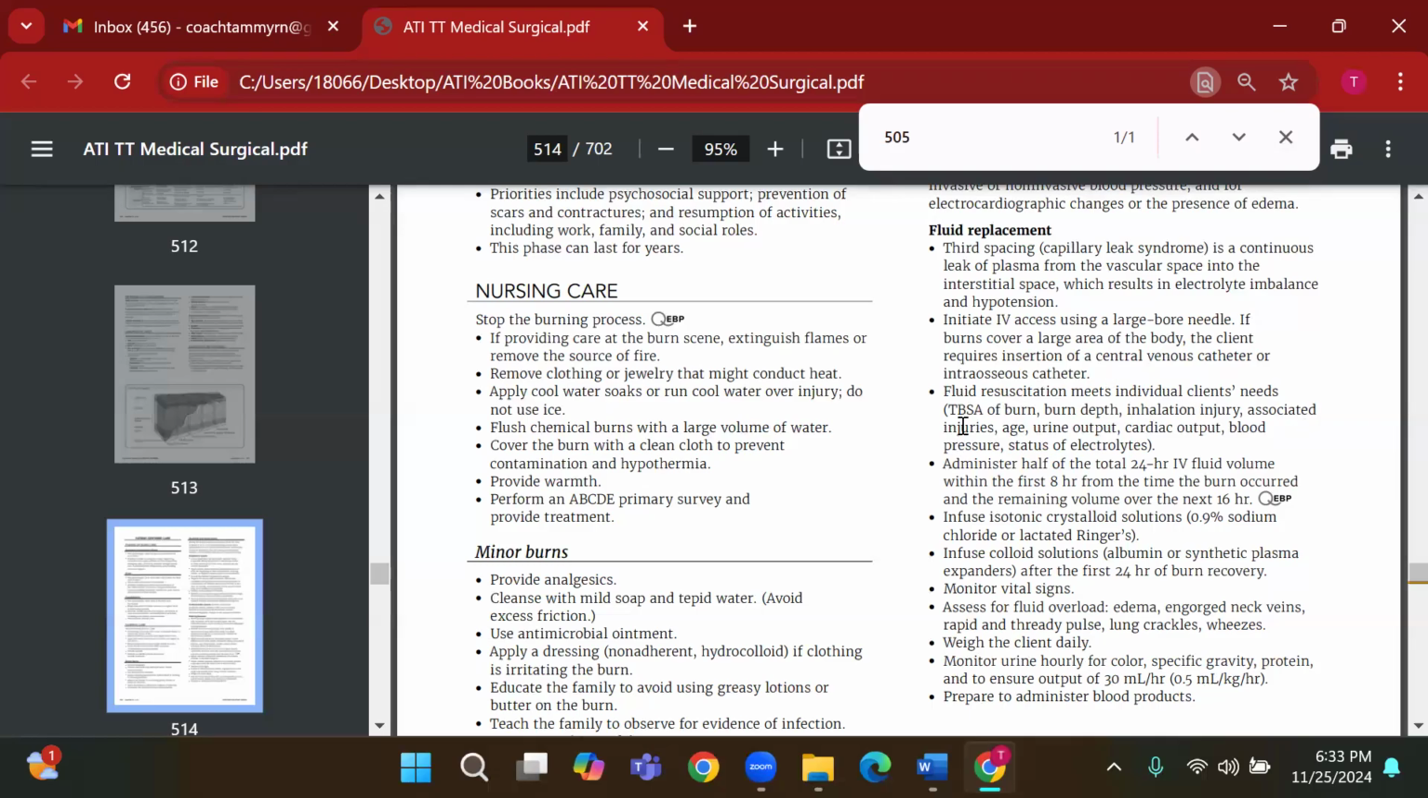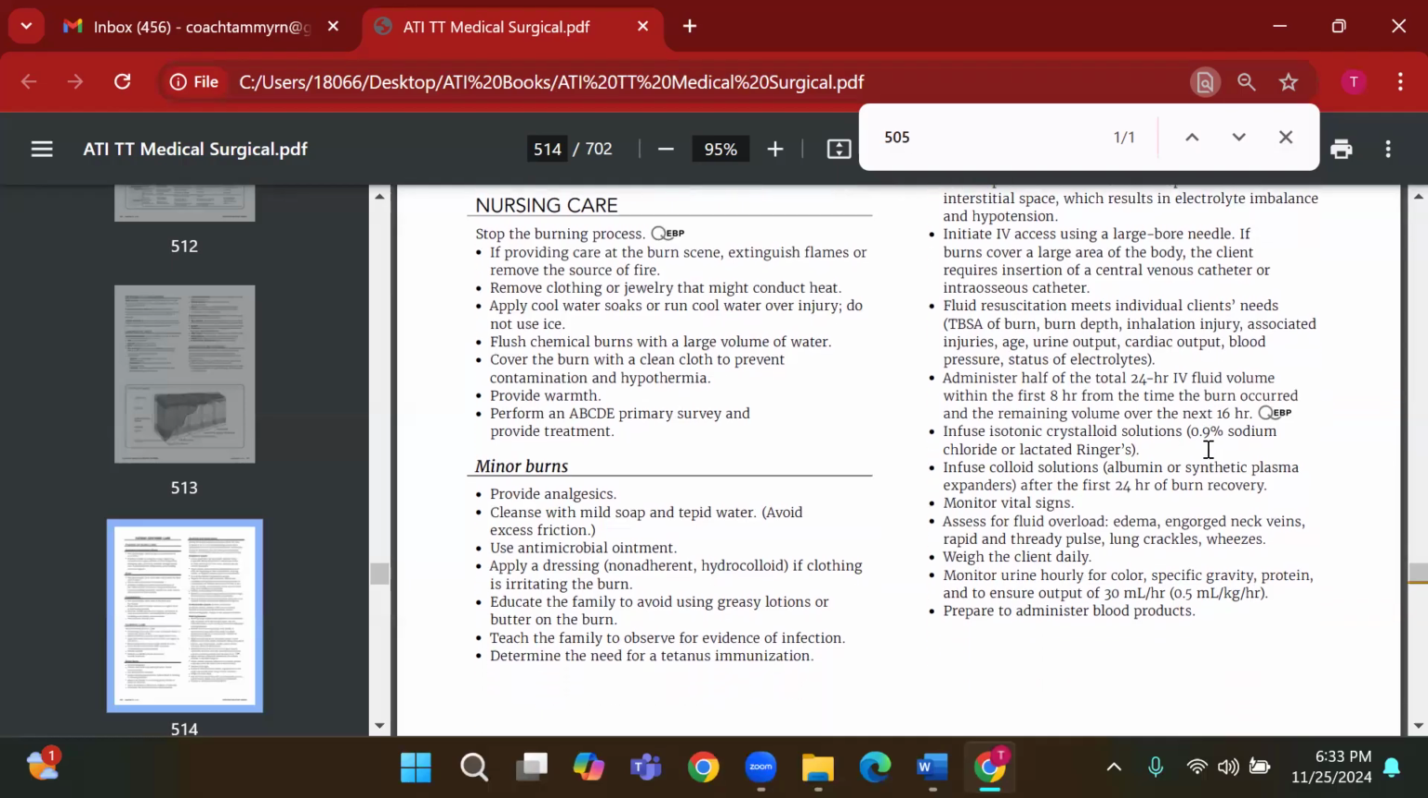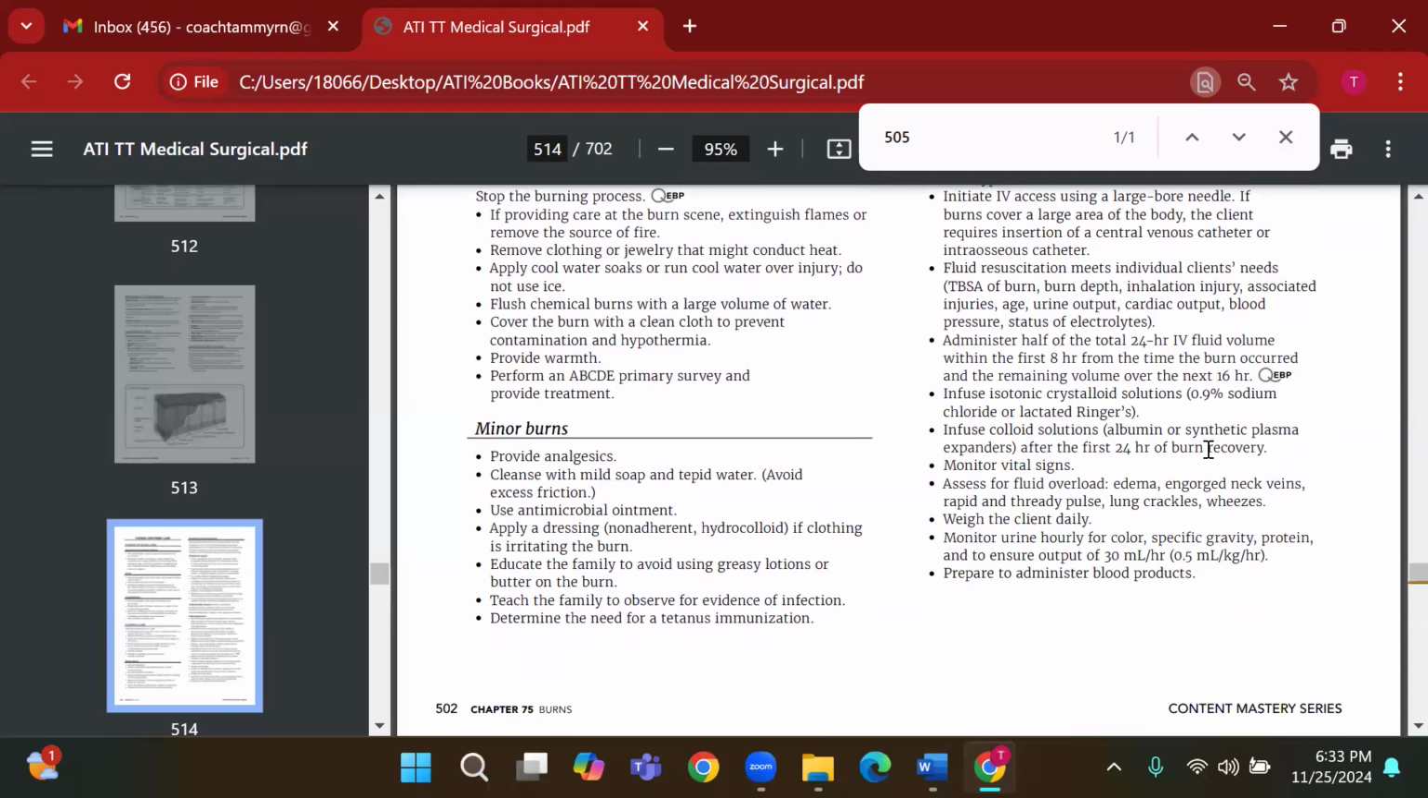The total body percentage of burn depth, inhalation injury, associated injuries, urine output, cardiac output, blood pressure, status of electrolytes. Those are all things that you're going to watch for. Now, this is going to be important, okay? We're going to talk more about this. But it says administer half of the total of 24-hour IV fluid volume within the first 8 hours.